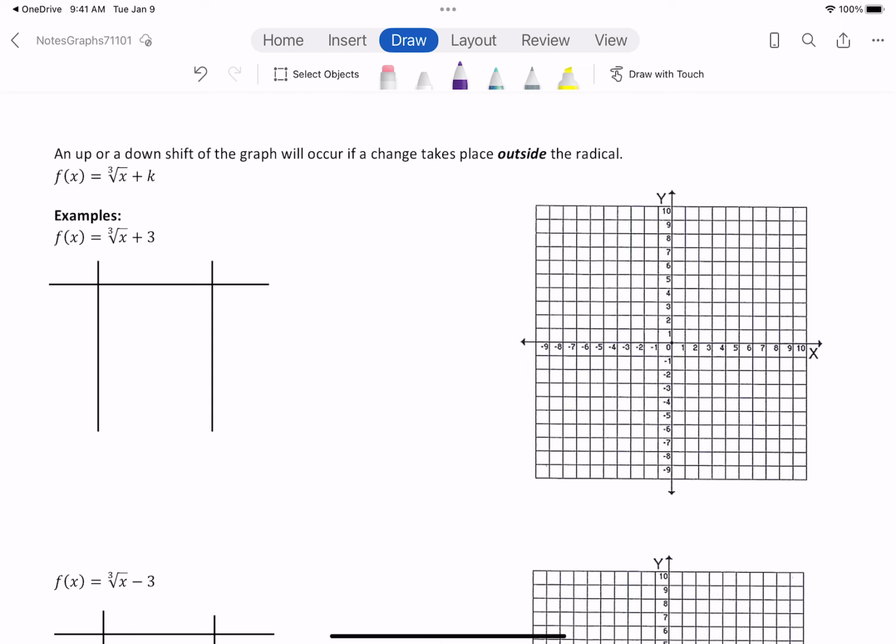All right, so with the cube root as well as the square root, if the change takes place outside the radical, it's going to be up or down. And also, like with the square root, when it's an up or down shift, choosing my x's is easier because the only thing that is under the root again is the x. So we can go back to just choosing our set of perfect cubes and plugging them in.